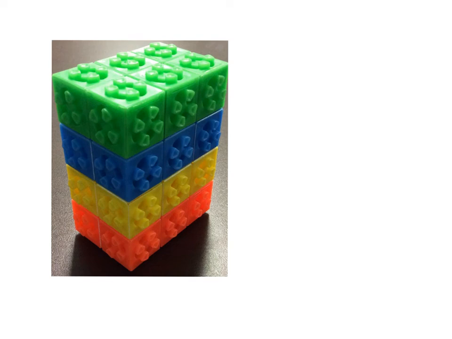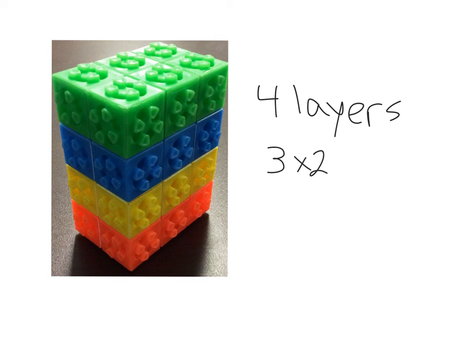So this is, again, same prism. Excuse the interruptions. We're doing dismissal. Same prism. I built it differently to highlight the different layers. So we've got 4 layers: orange, yellow, blue, and green. So we have 4 layers. And each layer is a 3x2. You can see that there are 3 going across and 2 going the other direction. So we've got 4 layers of 3x2 cubes, which means we've got 3x2 by 4.